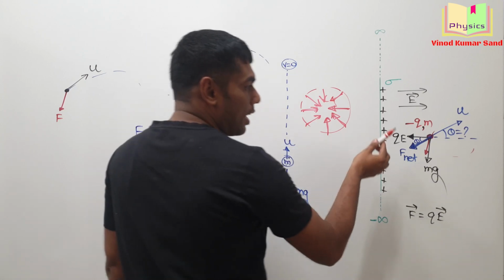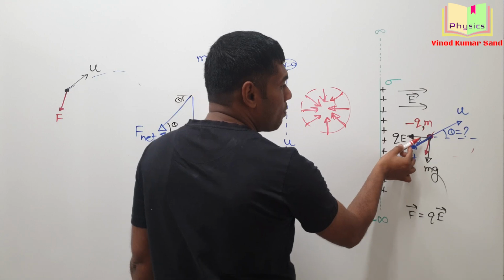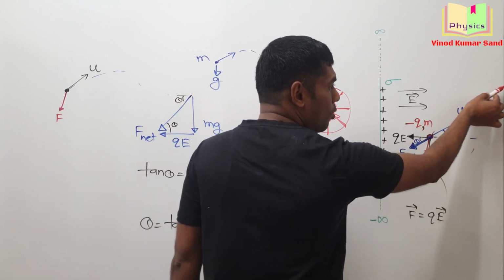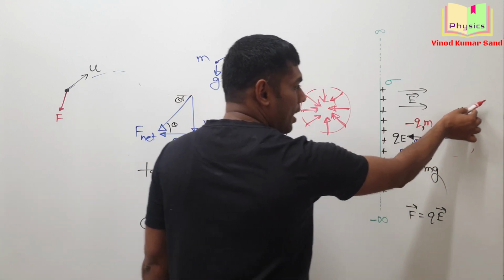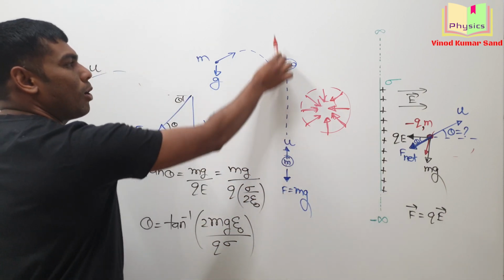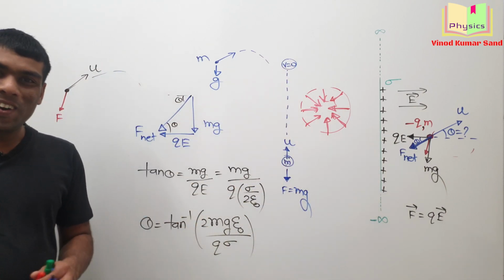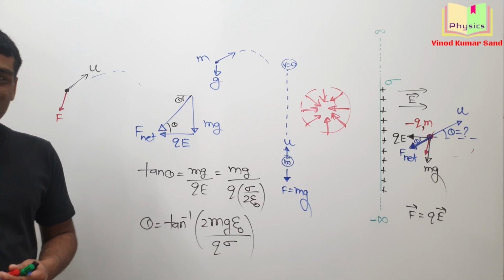So the simplest and the only possibility is this: it performs the rectilinear motion, goes there, stops momentarily, and then returns back like this ball does. Got it? Simple and nice question.